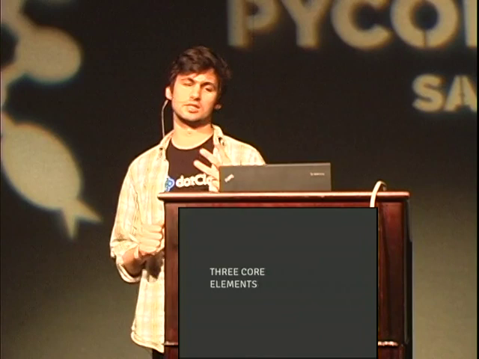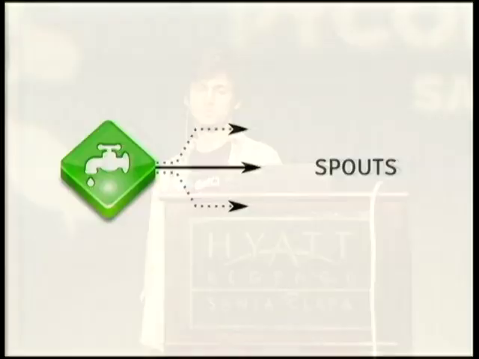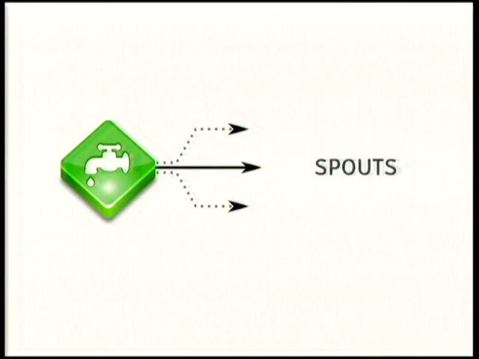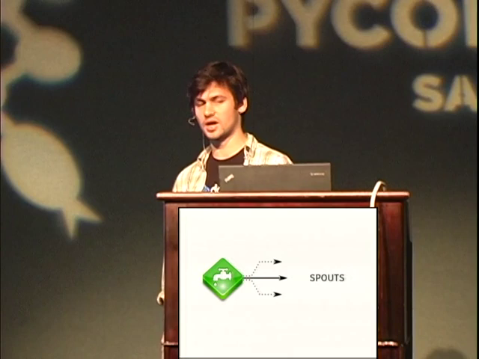Storm uses three core abstractions that are really important to understand. The first is spouts. Spouts are what inject data into your Storm system. Generally, these connect to the outside world to fetch data and then emit it. This could be something like an AMQP server, like RabbitMQ. It could connect to the Twitter streaming API. It could attach to a Redis PubSub, something like that.